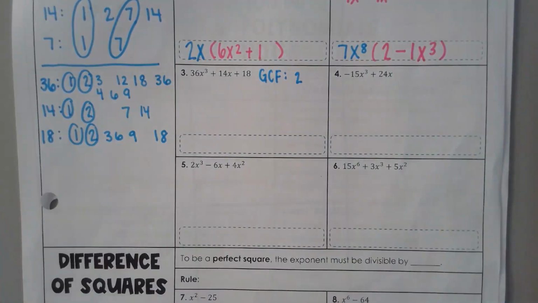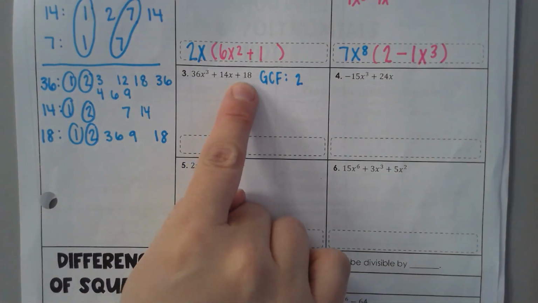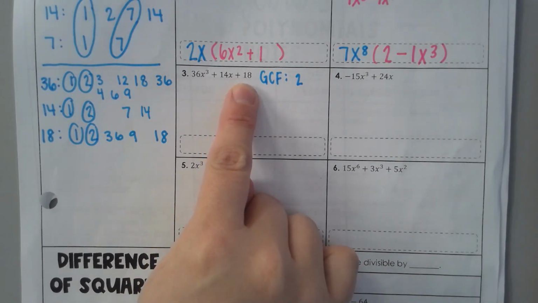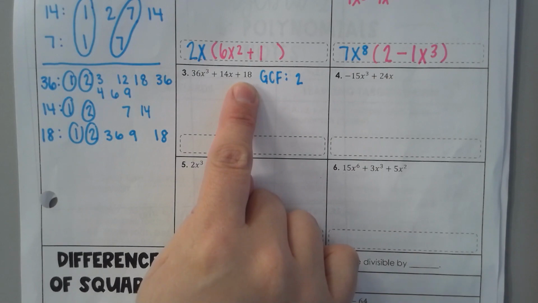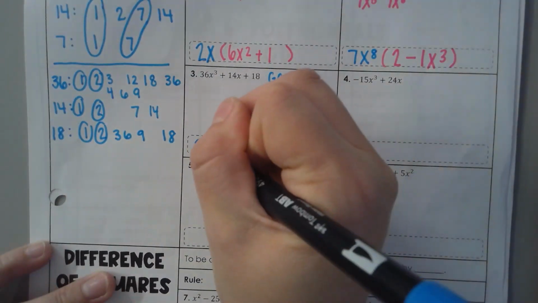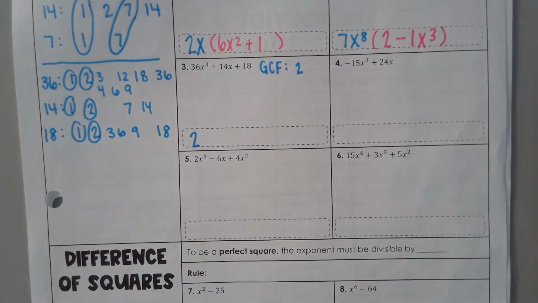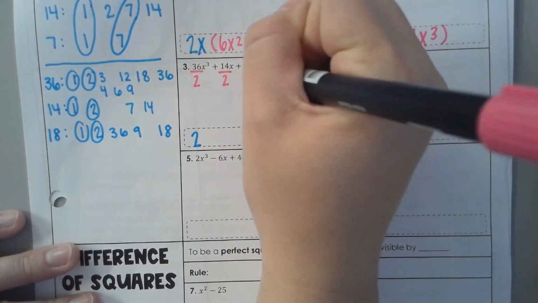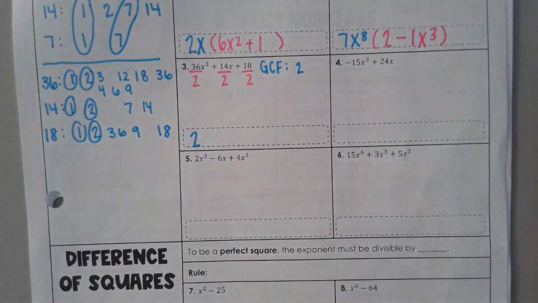What about the x's? How many do all 3 have in common? 1. That 18 doesn't have any. So all three of them don't have any x's in common. So for the GCF, I don't even have an x. I'm just going to do a 2. Which means I'm going to divide all three of these terms by 2.